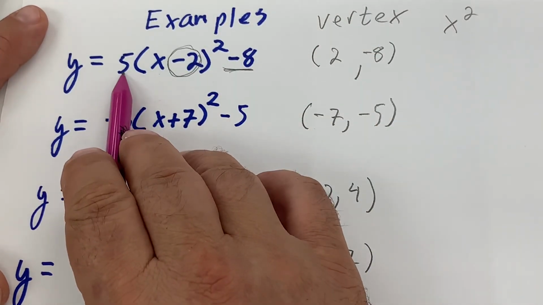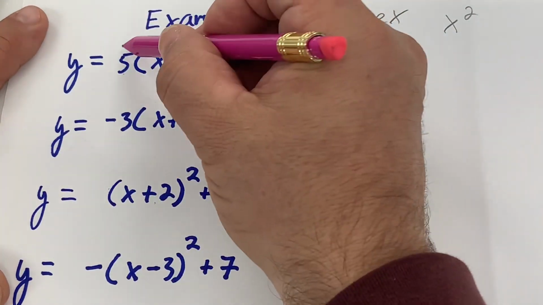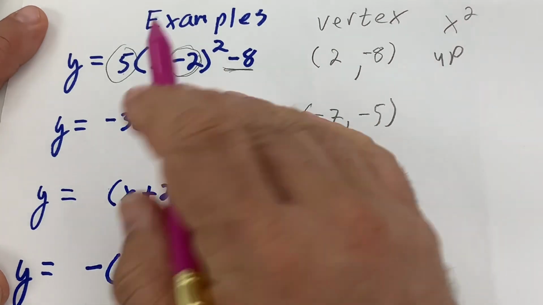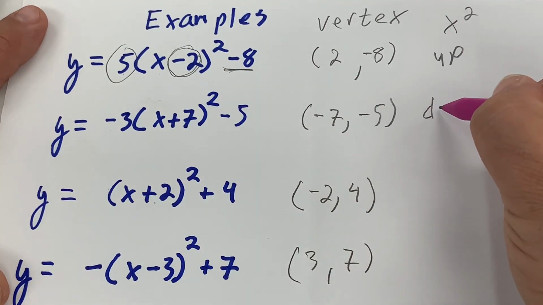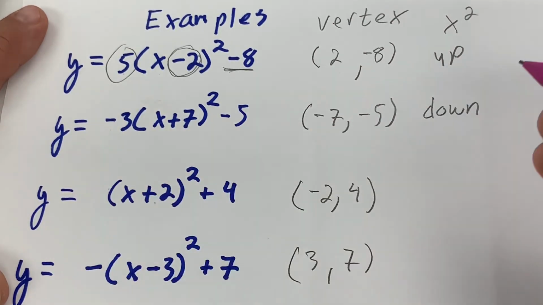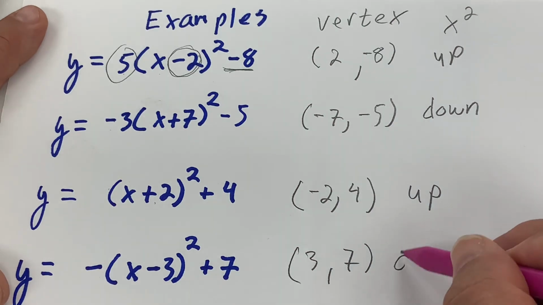Now, the number out in front tells you whether it's open up or down. So notice this is a +5, so that means it's going to open up. A negative number opens down. A positive, no number out here, so that means it's +1, that would open up. The negative means it's going to open down.